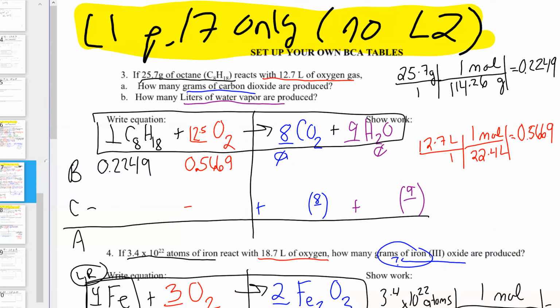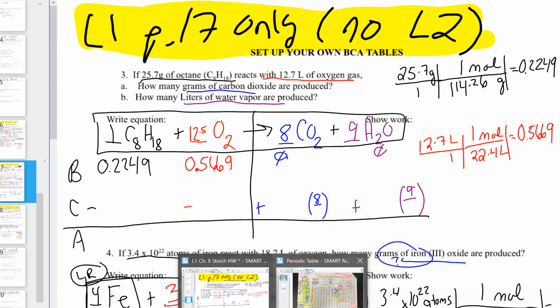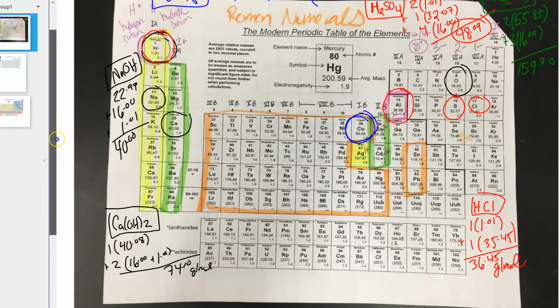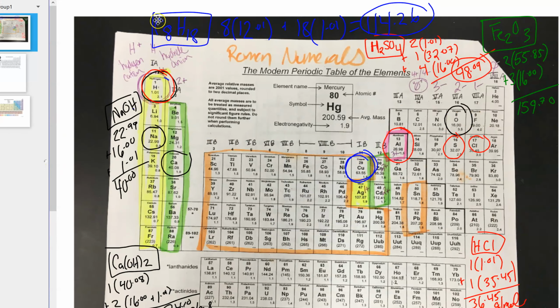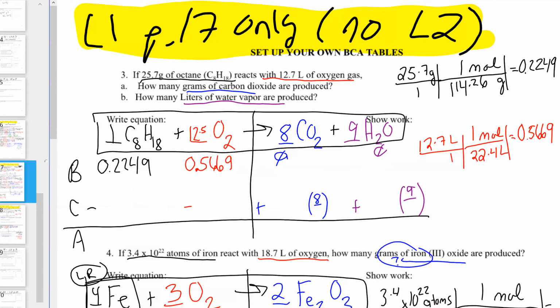Okay, so here's another problem. We've got a combustion problem where we've got 25.7 grams of octane, and I already converted that to moles for you. If you want to check the periodic table, octane, that prefix oct, tells you there's 8 carbon, and that's how I got the molar mass for octane. So here's my moles of octane with 12.7 liters of oxygen gas. Over here, I divided by my constant. At STP, 1 mole of gas is 22.4. Here's my moles of oxygen.